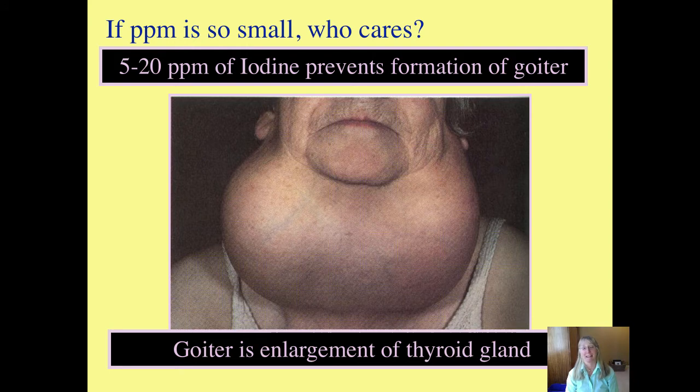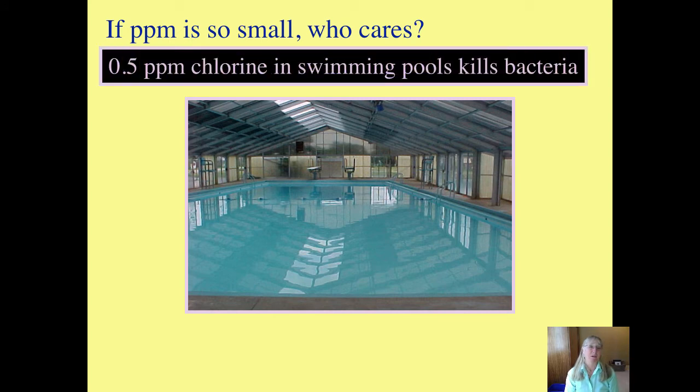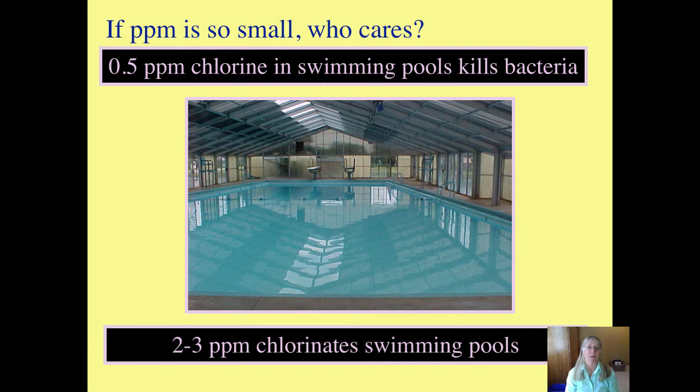Also, parts per million matters if you want to swim in a swimming pool that stinky little kids have been in. You only need half a part per million of chlorine in a swimming pool to kill bacteria, and I guess they go 2 to 3 parts per million for typical large commercial swimming pools. That's a good thing to know. If anyone's ever been a lifeguard and has watched little kids in the pool, they don't always shower when they get in the pool.